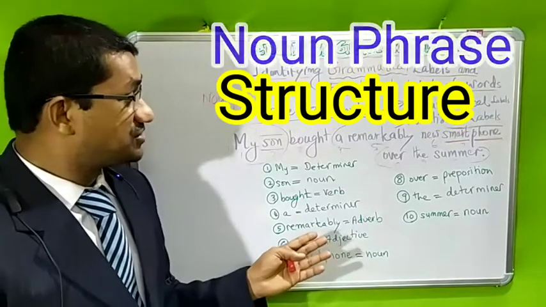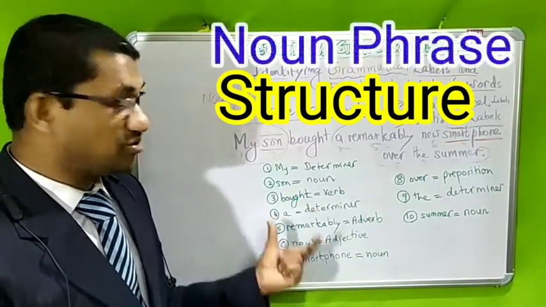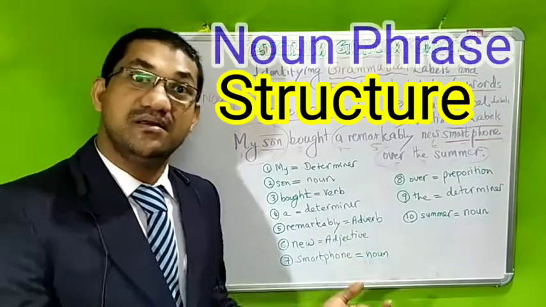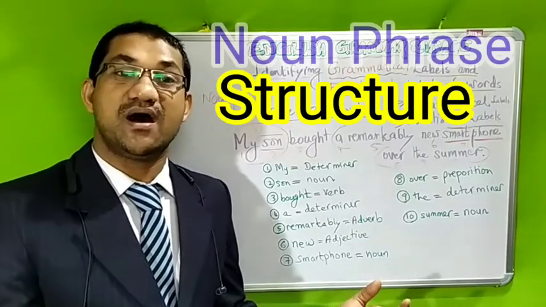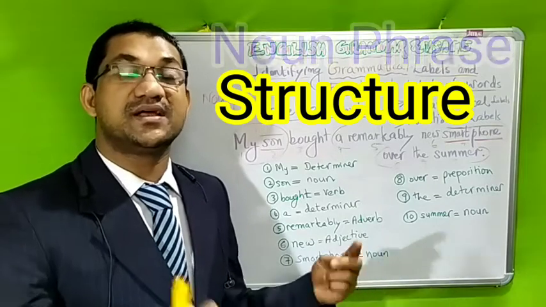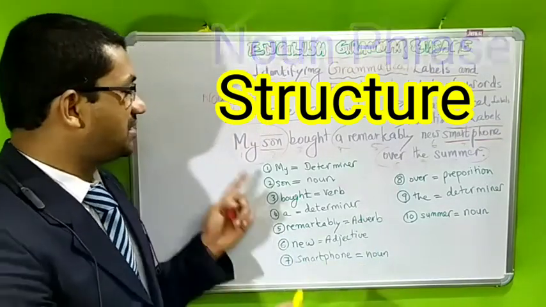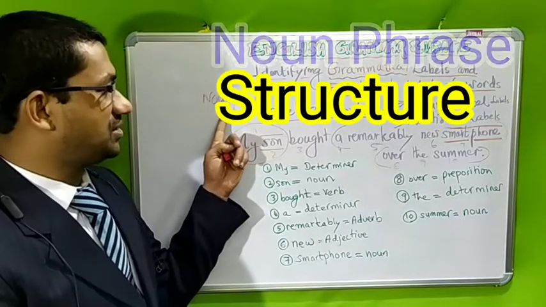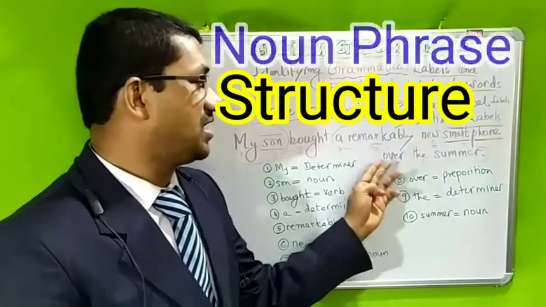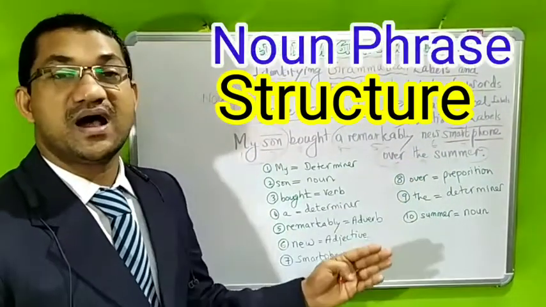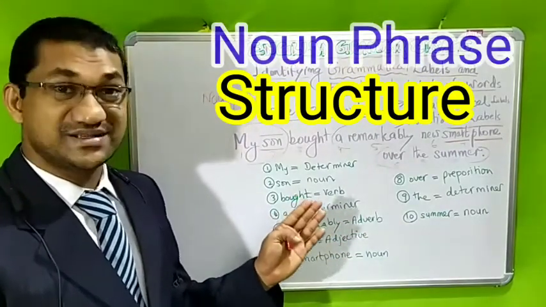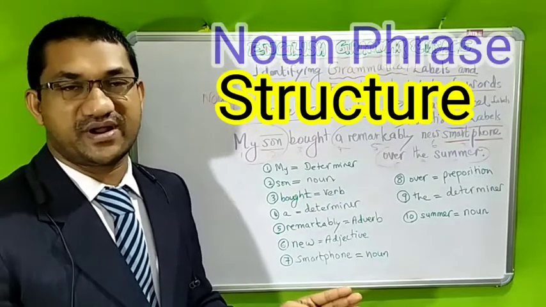Now we can go further into labeling the sentence, and we can say that we have word class labels, which can also be called grammatical form labels. And we say that "my son" is a noun phrase. Similarly, "a remarkably new smartphone" is another noun phrase, and "over the summer" is another preposition phrase. And now we have to understand the structure of the noun phrase.